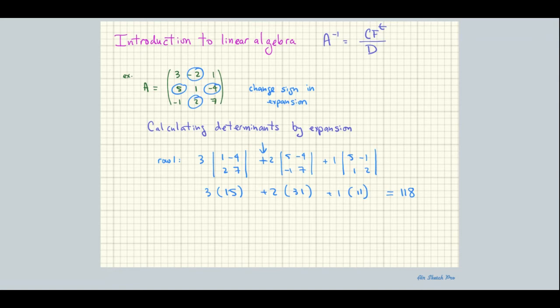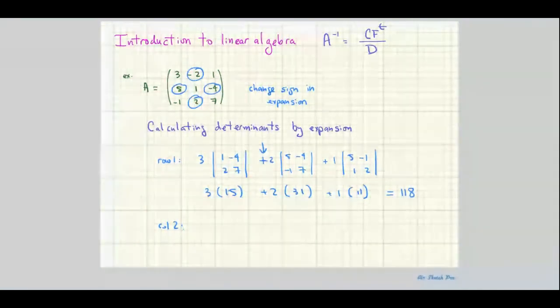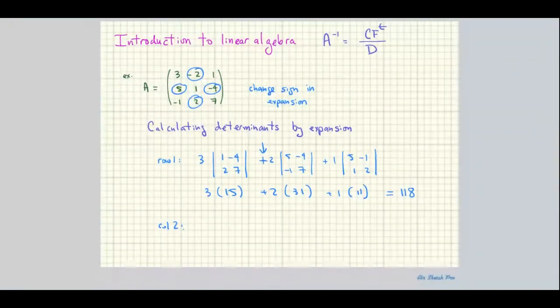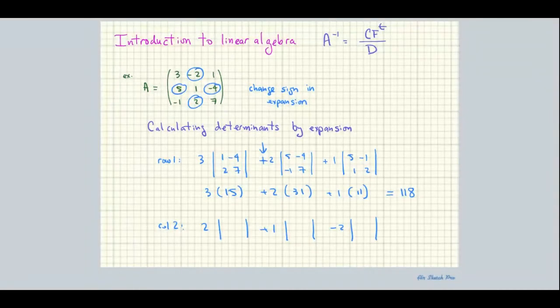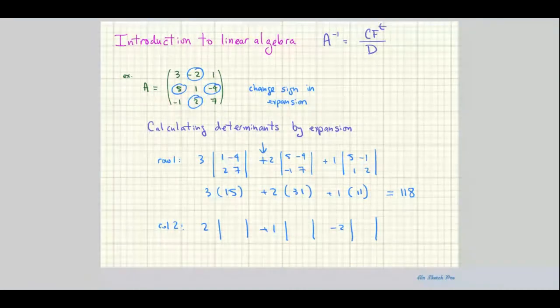All right, so 118. That's what happened when we expanded off of row 1. I'm going to do that again, but this time I'm going to expand off of column 2. Okay, so now for column 2, the entries are negative 2, 1, 2. I'm going to change the sign here and get myself ready to expand. So this could give me 2 plus 1 minus 2. Okay? And now all I got to do is fill in the 2 by 2s.